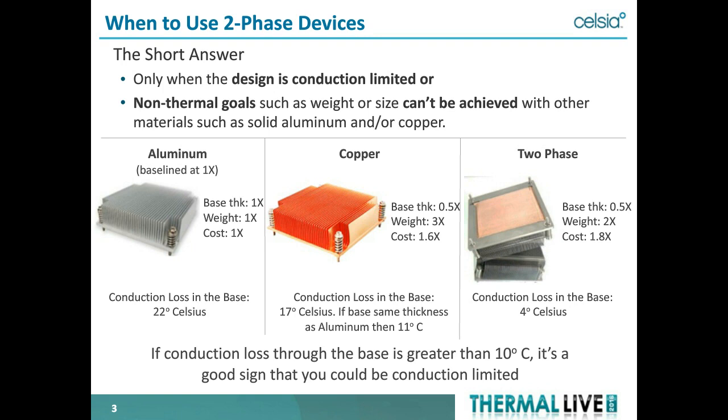But if you keep everything the same, the copper has twice the conductivity. So somewhere between 11 and 17 degrees for the copper version. But if you put a two-phase device in it, the conduction loss is only 4 degrees. So you can see why you would go to using a two-phase device.